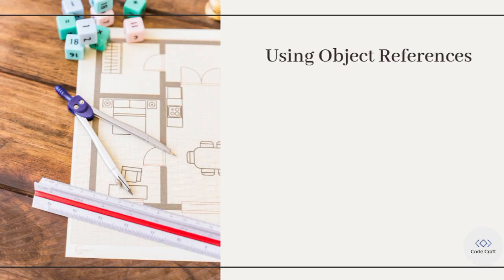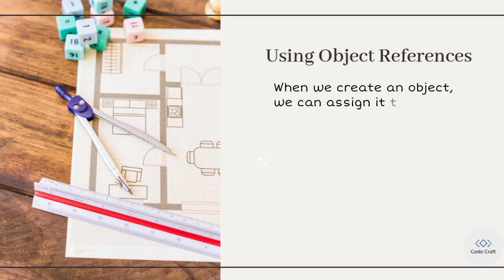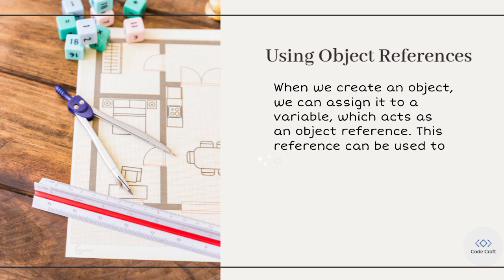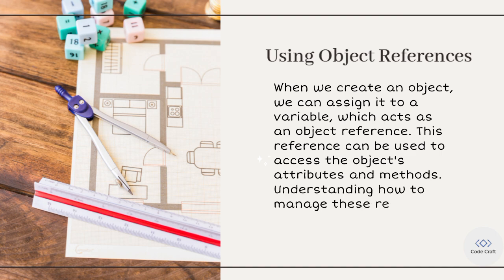Using object references. When we create an object, we can assign it to a variable, which acts as an object reference. This reference can be used to access the object's attributes and methods. Understanding how to manage these references is essential for effective OOP.